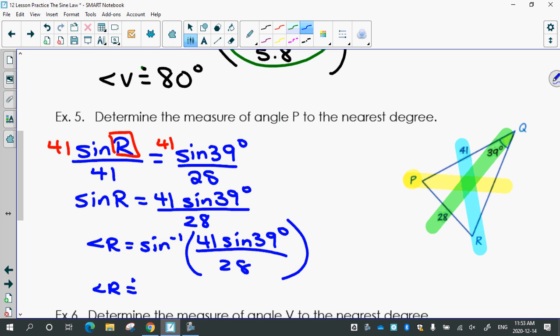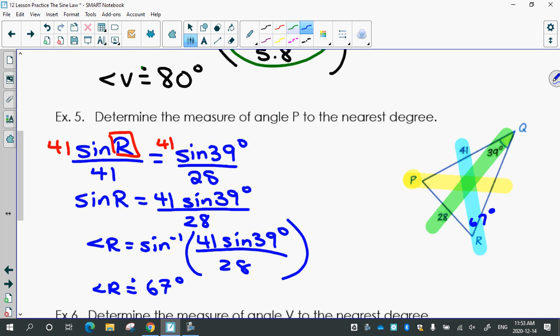Okay, so you want to make sure you can put that in your calculator. Some calculators you have to do the inside of the brackets first and then shift and sine, and other calculators you have to type the shift sine first. And if you type that in correctly, what should you get? 67, good. 67 degrees. That's angle R.